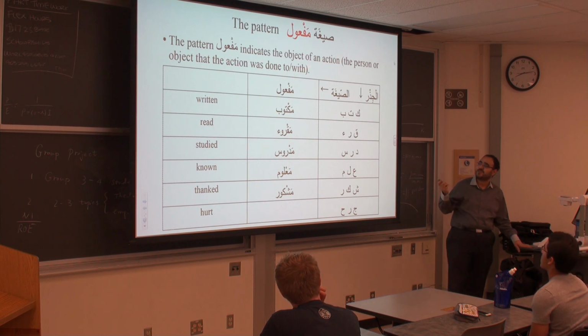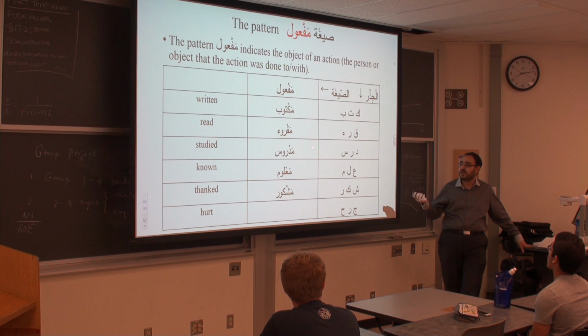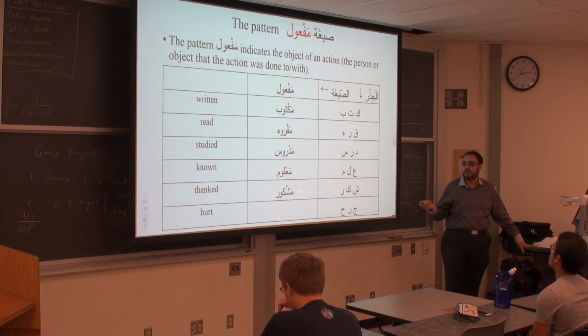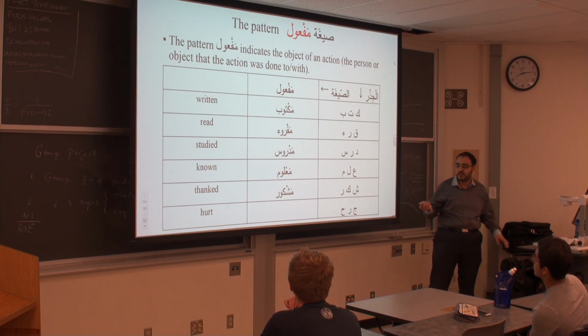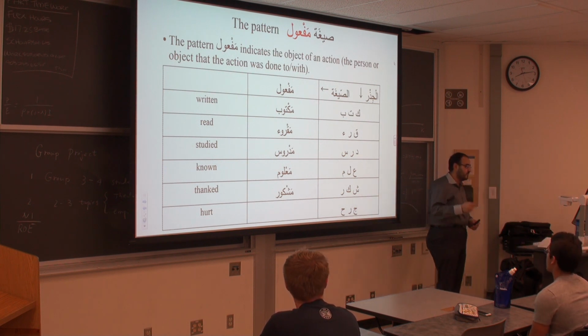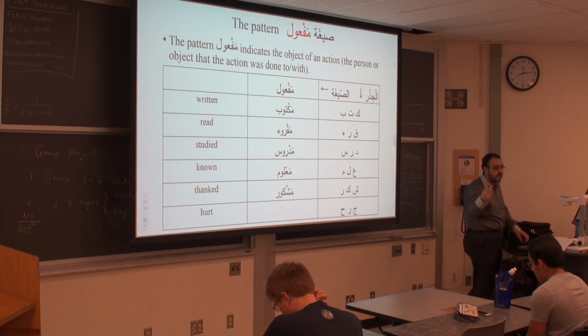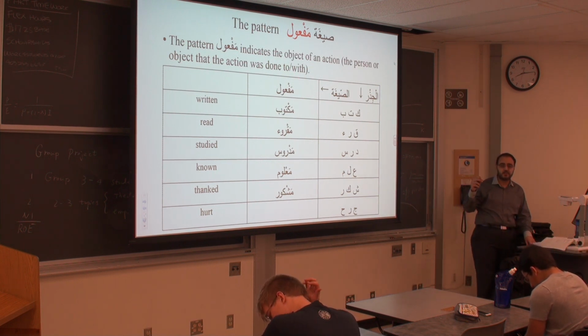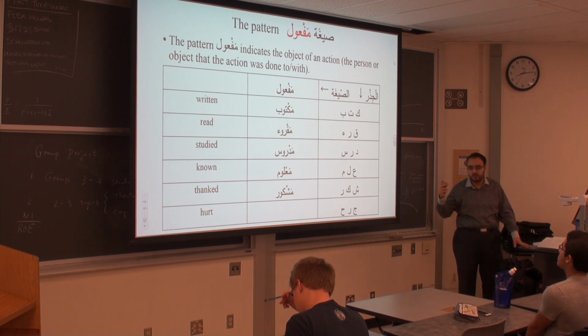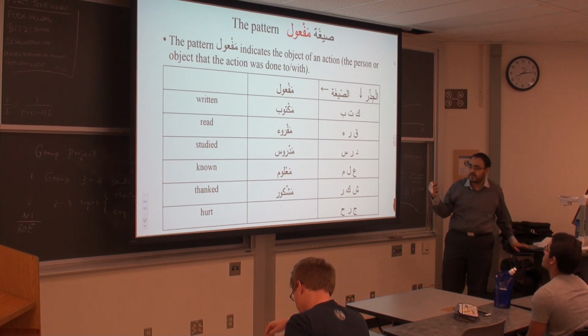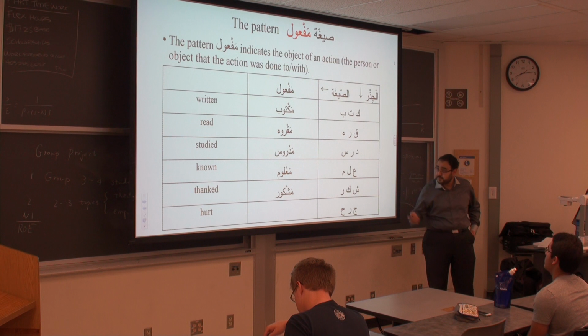Oh, okay. So مكتوب, it will be the written, مقروء, the read, مدروس, the studied, معلوم, the known, مشكور, the thanked, مجروح, the hurt. So it always indicates this pattern مفعول, will always indicate the object that the action was done to, okay, or done with, whether a person or a thing.